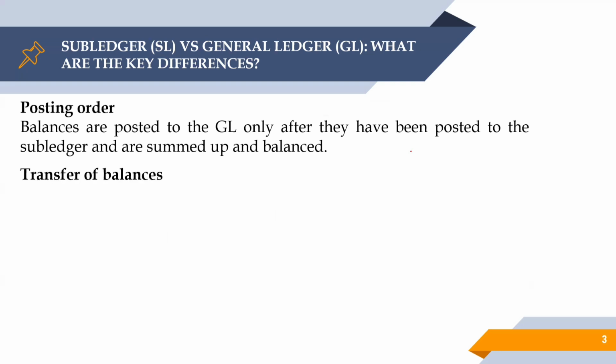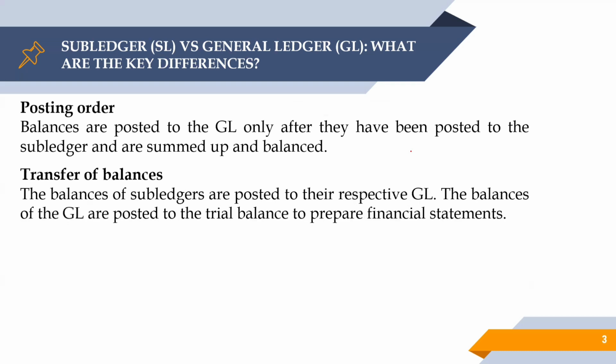Transfer of balances: the balances of subledgers are posted to their respective GL. The balances of the GL are posted to the trial balance to prepare financial statements. It means the balances of SL are posted to their respective GL, so whatever transactions you book in the SL are going to post into the respective GL account. For accounts receivable and accounts payable, that is a GL, and the respective subledger is going to post towards the respective GL.